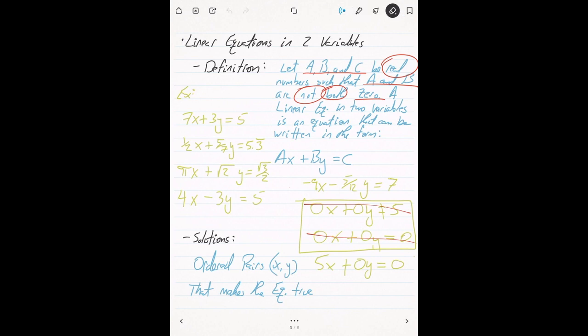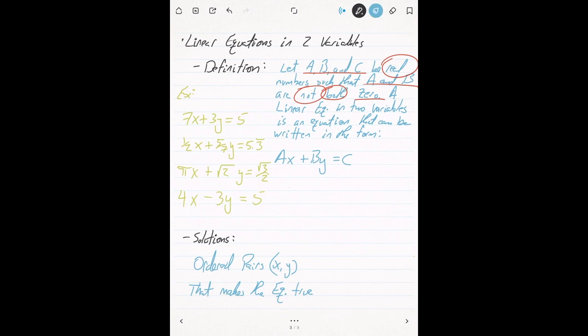So, for example, let me clear a little space here. Let's take one of these examples we just worked on. Let's see if we can find a solution for one of these linear equations. Maybe let's take a look at 7x + 3y = 5. We want to come up with an example of what a solution would be for this. So let's find an x and y that will make this equation true.